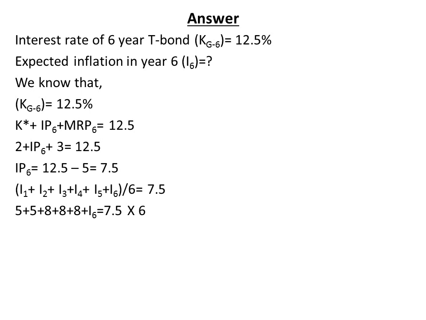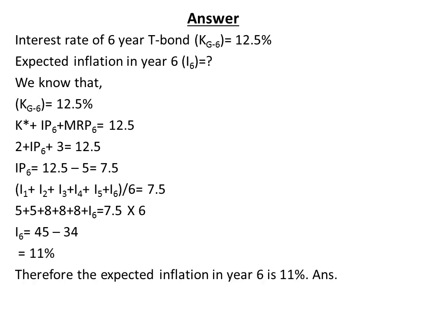The values of I1, I2, I3, I4 and I5 are in the given question, and now we can calculate the value of I6. I6 is equal to 45 minus 34, I6 equal to 11. Therefore the expected inflation rate in year 6 is 11%. This is the answer to part C.